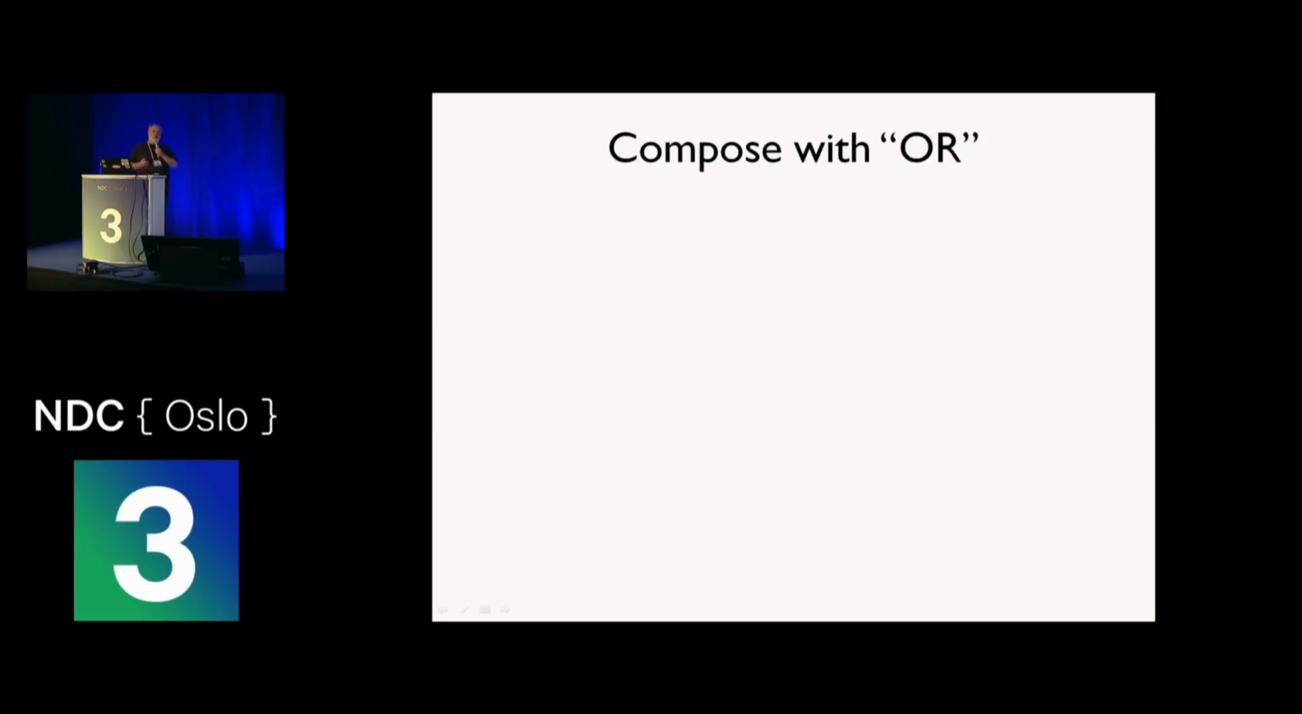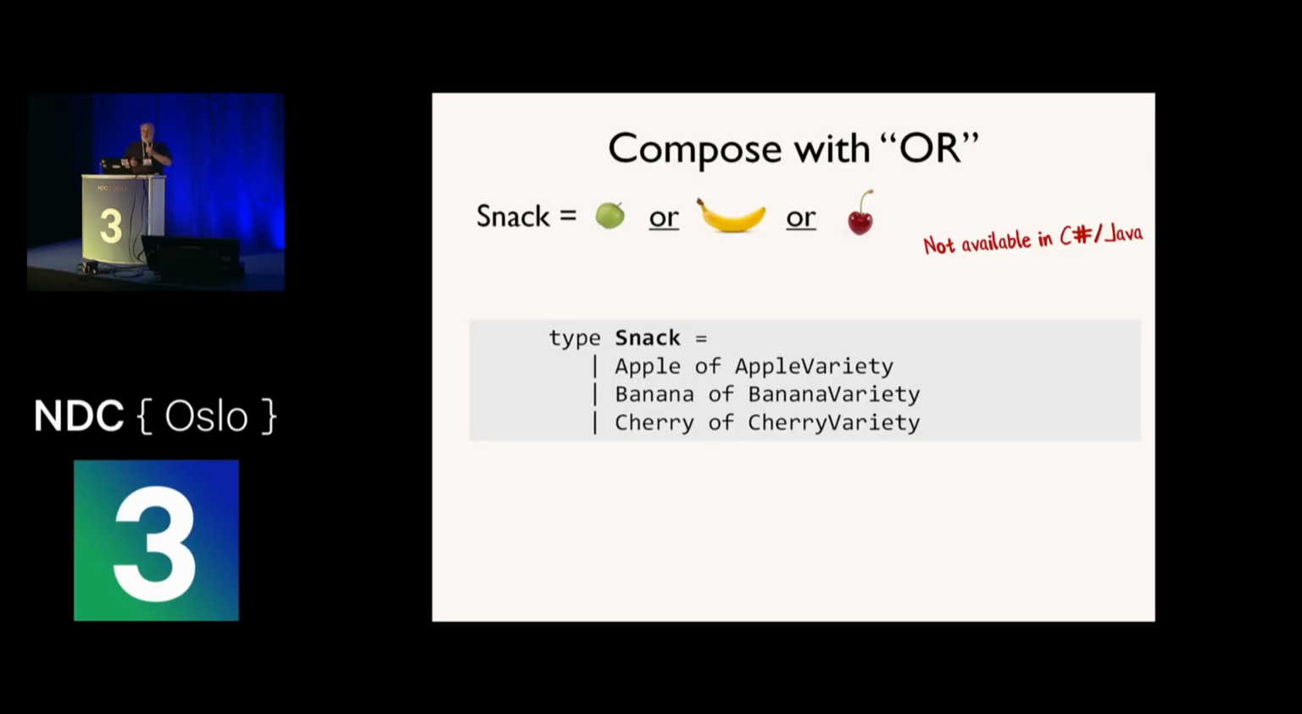Now, the other way of composing types together is something you don't get in C# and Java, which is ORing them together. So if I want a snack, I could say, well, I want an apple or a banana or a cherry. Just one, not all of them at the same time, just pick one of those three. So this is the kind of thing you can't really do. It's sort of like an enum in C# and Java, not exactly the same. And in F# we'd write it like this. A snack is either an apple or a banana or a cherry.